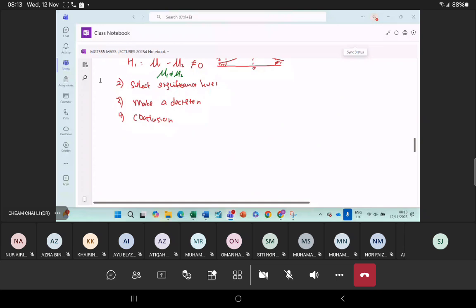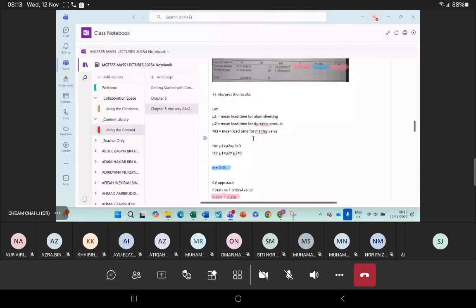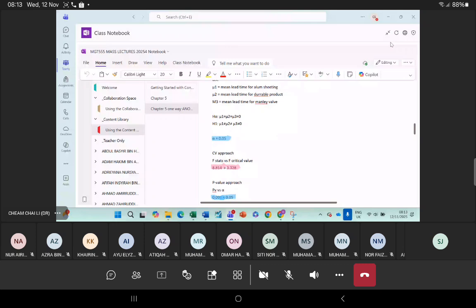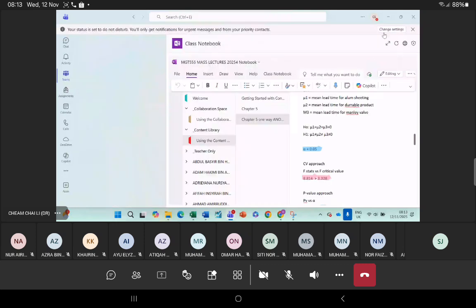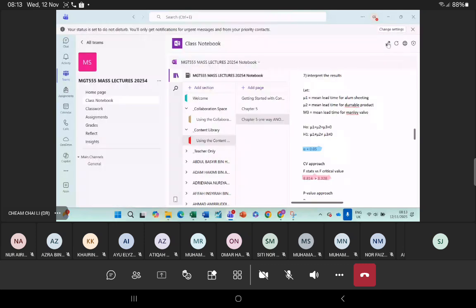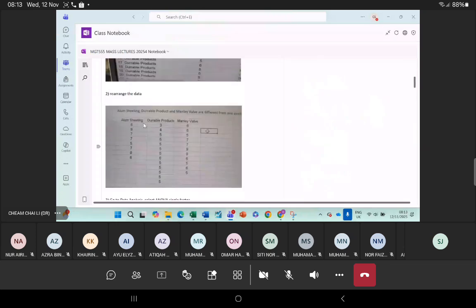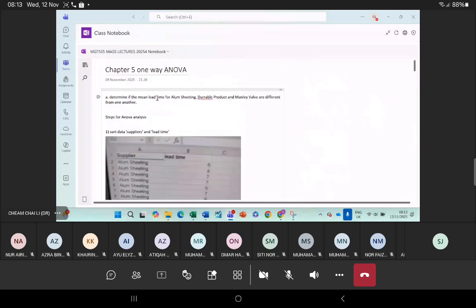Now, based on the question, you have, this is the question, right? Determine if the mean lead time, so the variable that you are going to test is lead time, right? Variable di sini adalah lead time.